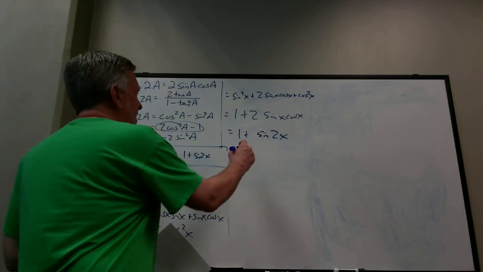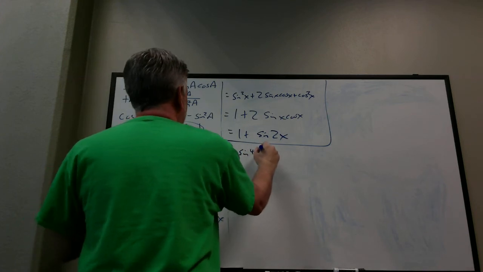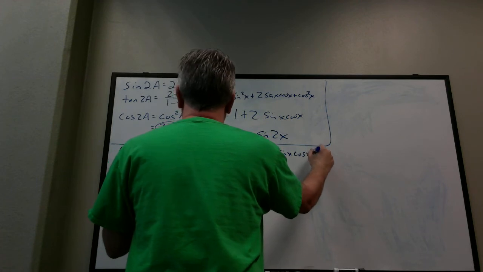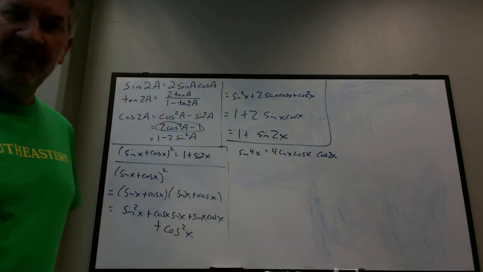Okay, the next one is another identity. It says sine of 4x is 4 sine x cosine x cosine 2x. Wow. Verify this is an identity.